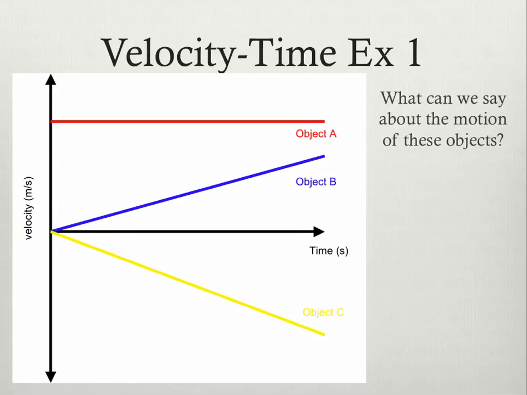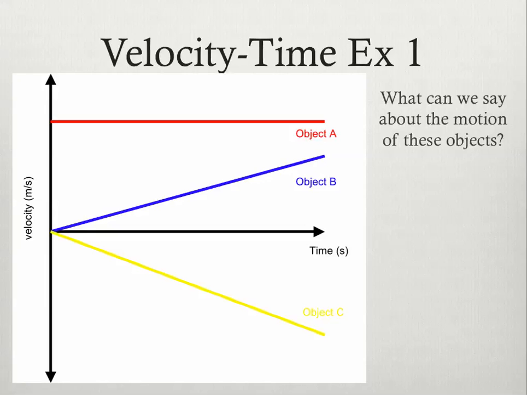So let's look at this example. This graph looks a lot like one of the graphs we saw previously, but it's really important to look at what the axes are. This is velocity over time. So we're talking about these objects' motions.